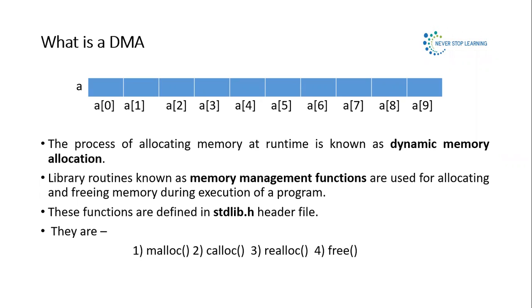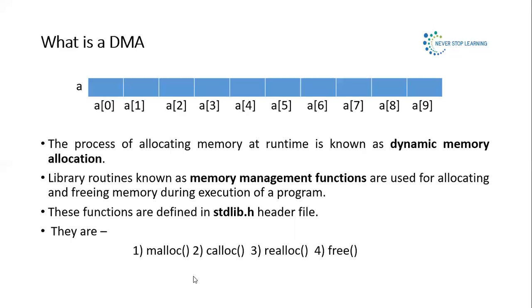For this, we have some procedures, or I should say some methods, for memory management: functions for allocating and freeing the memory at runtime. To allocate the memory dynamically, we have to include the standard library header file. So for that we have to include stdlib.h. A few functions which we are going to use for dynamic memory allocation are malloc, calloc, realloc, and free.